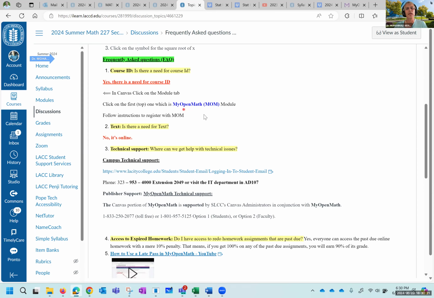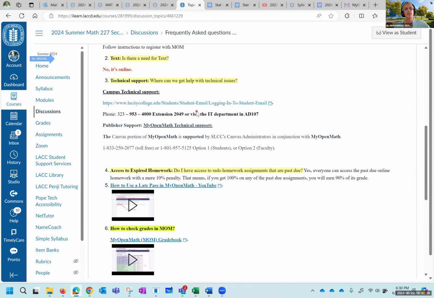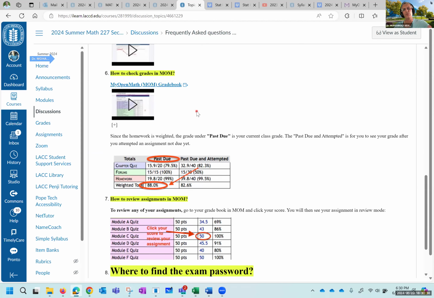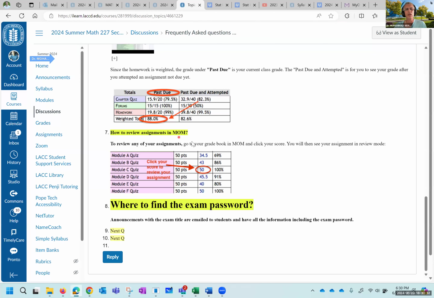Okay, so we have that. Just click on the modules and My Open Math, and it has all the information in. And again, tech support and more information. Please take a couple of minutes to do that.